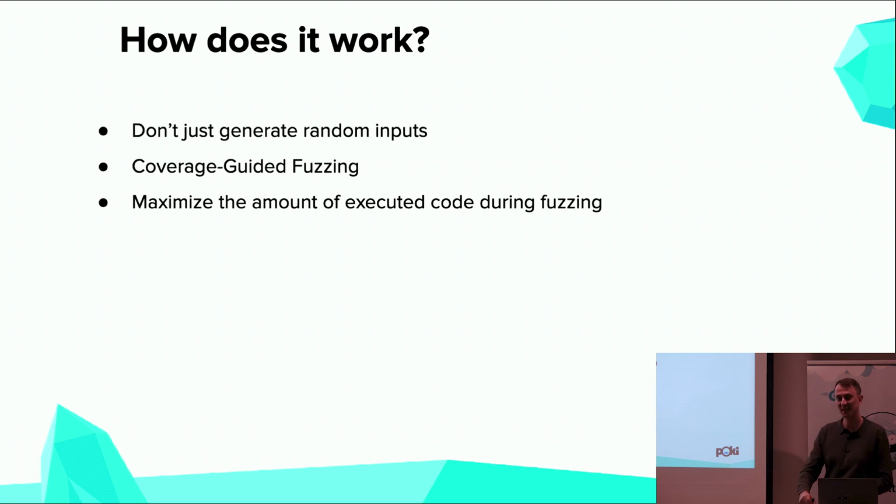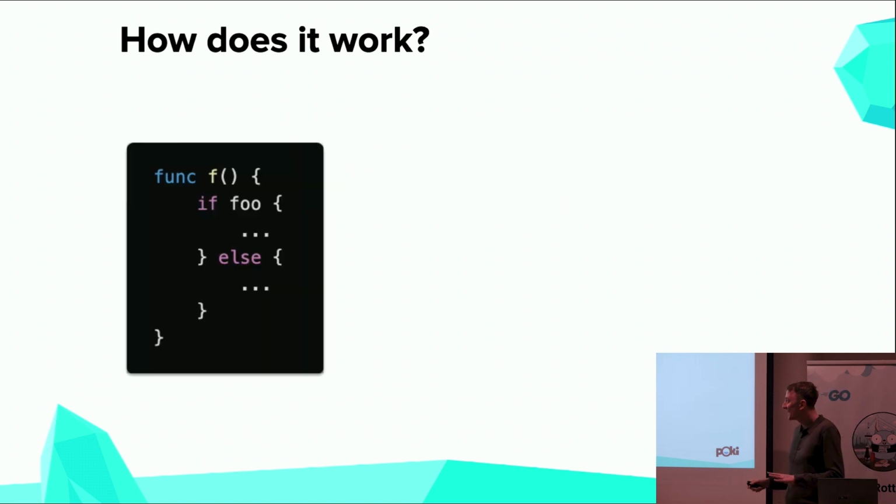Fuzzing uses that same coverage instrumentation to look at it. So it tries to maximize the amount of executed code during fuzzing. If you have a function with a lot of if-else statements, things like that, it really tries to go into each of these statements. But how does it do that? Well, a really simple example.